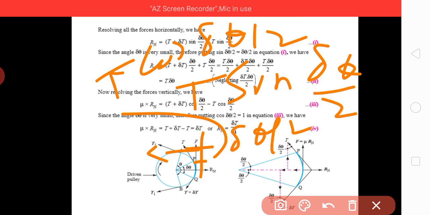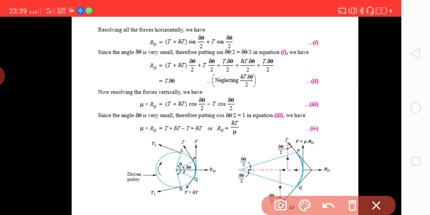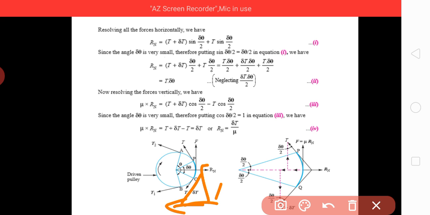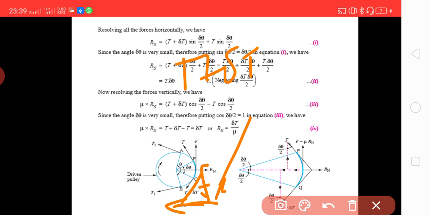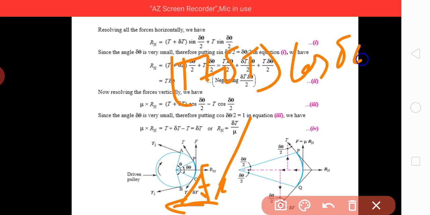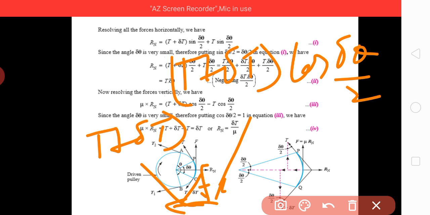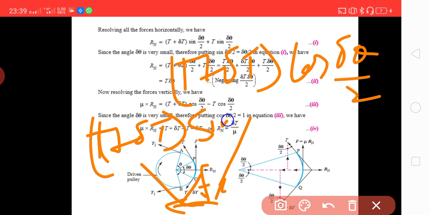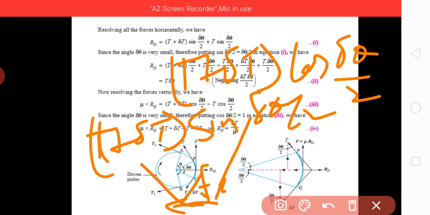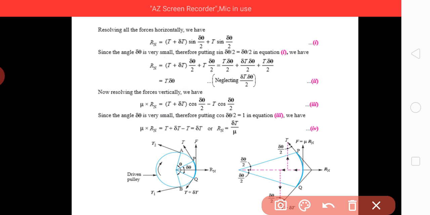Similarly, this side, here this is T plus delta T. Resolving horizontally and vertically, this is vertical and this is horizontal, this angle is again delta theta by 2. This will be T plus delta T cos delta theta by 2, and this will be T plus delta T sin delta theta by 2. This is the vertical component, this is the horizontal component.